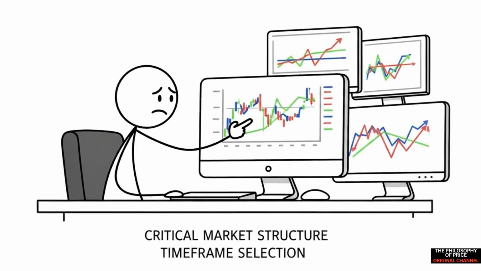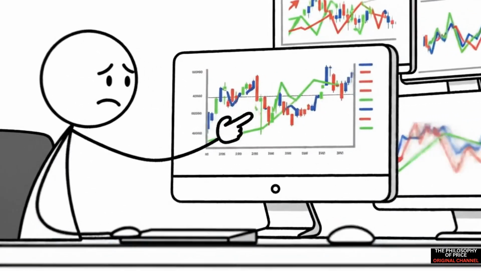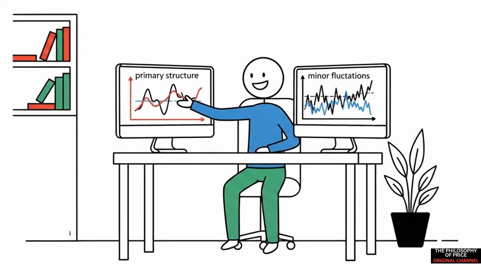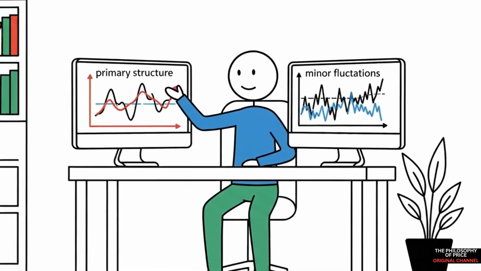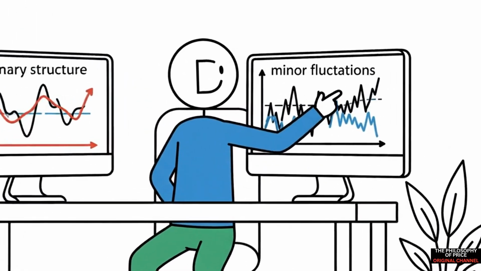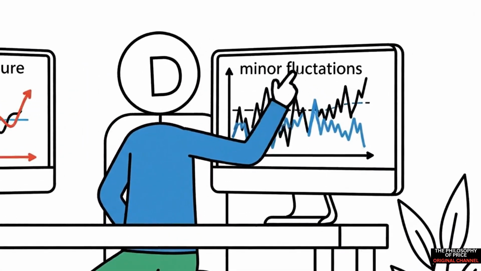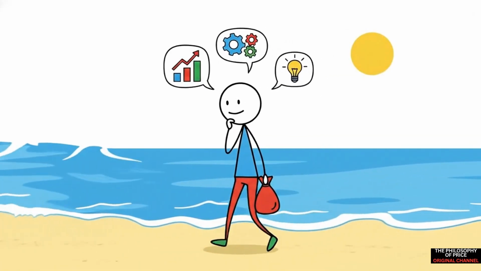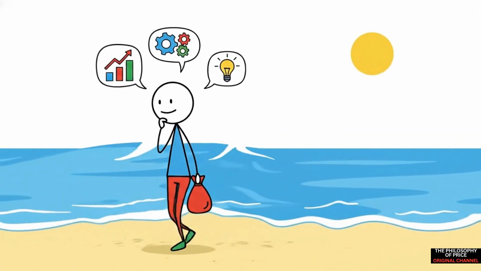It's crucial to discern which specific timeframe's market structure you are currently examining. The primary structure dictates the overall market direction, while minor fluctuations are essentially just market noise. To grasp this distinction more clearly, let's consider a practical illustration.